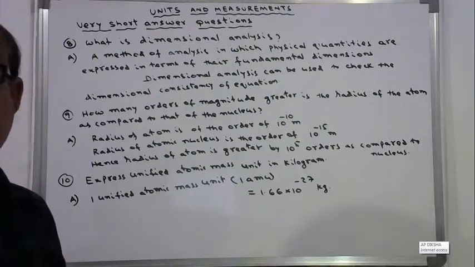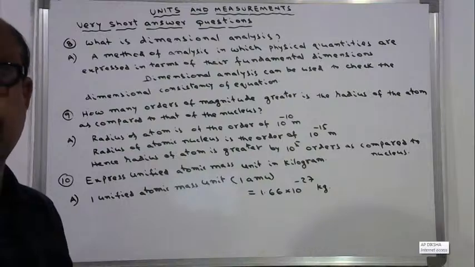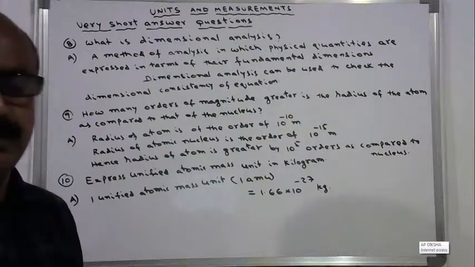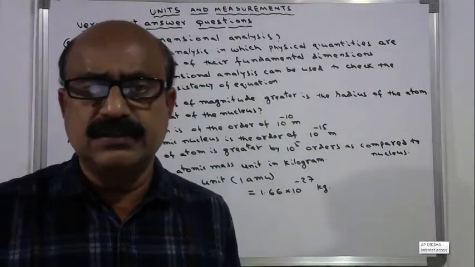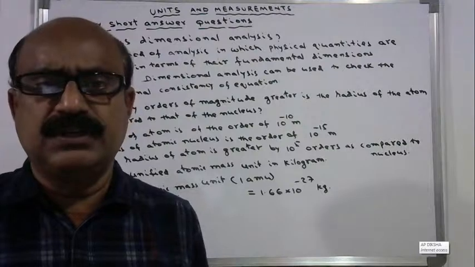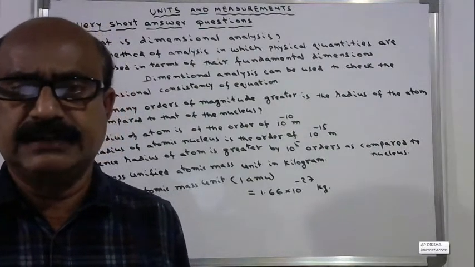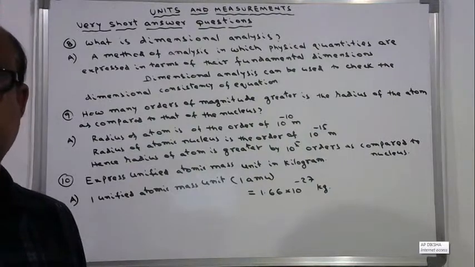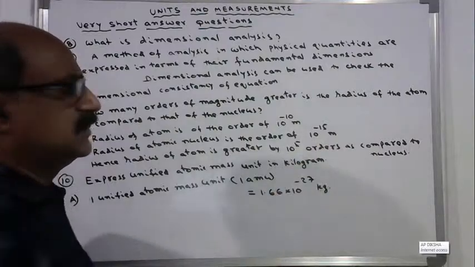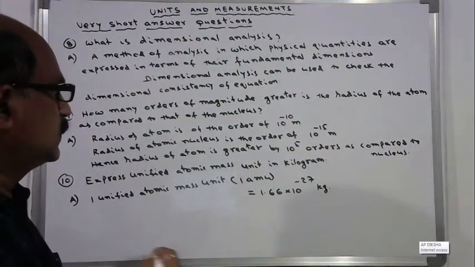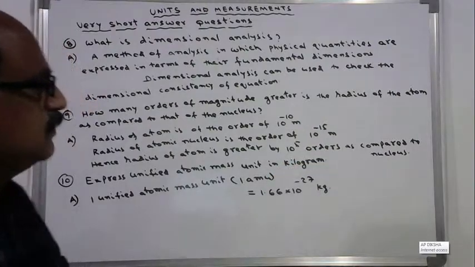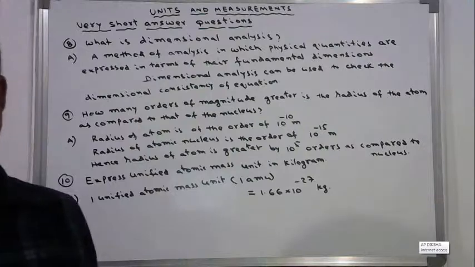How many orders of magnitude greater is the radius of the atom as compared to that of the nucleus? Normally, the radius of the atom is greater than the radius of the nucleus. So, by how many powers of ten is it greater? The size of the atom is of the order of 10 power minus 10 meters, and the radius of the nucleus is 10 power minus 15 meters. So, what is the difference of these two? Hence, the radius of the atom is greater by 10 power 5 times, that is five orders of magnitude, as compared to that of the nucleus.